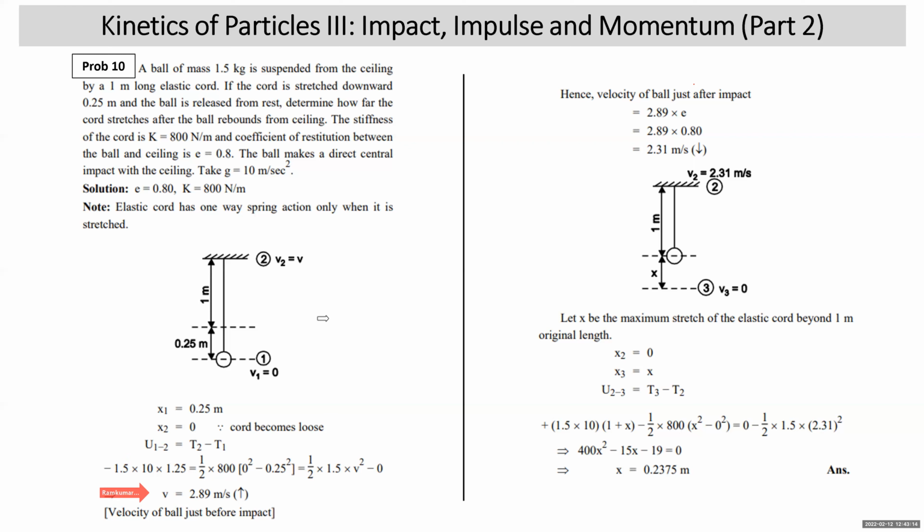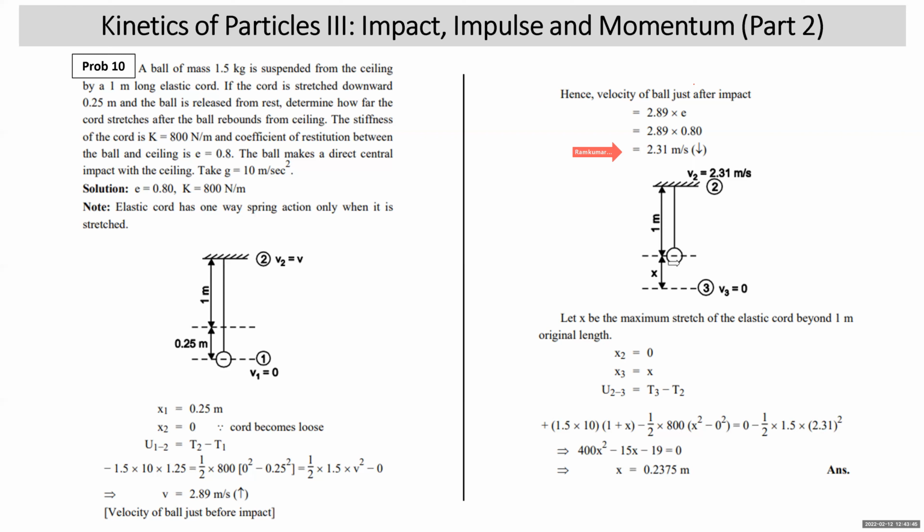Just before impact. Now, what will be the velocity of the ball just after impact? Since it is direct central impact, it will change by e times 2.89, where e is 0.8. So what is the velocity of the ball just after impact? 2.31 meter per second. In this position, the velocity is 2.31 meter per second. Again, after impact, the ball will continue to go down. The length of the cord is 1 meter. Till it goes down by 1 meter, there is no deformation, there is no stretch in the cord.